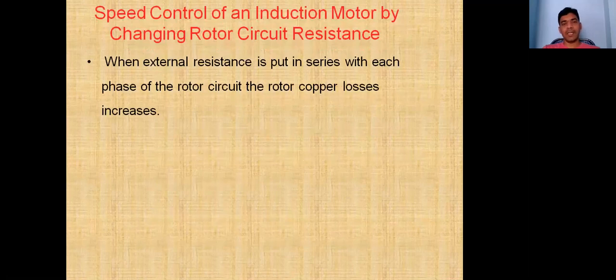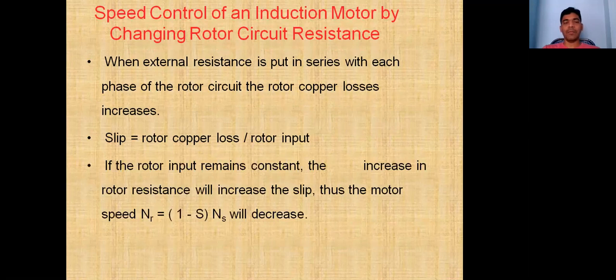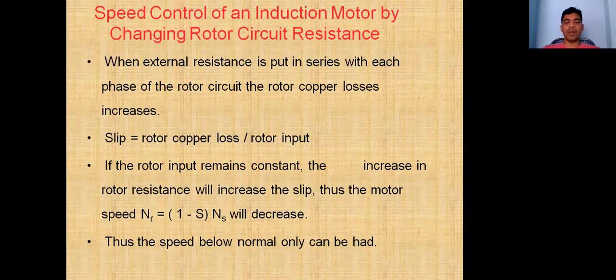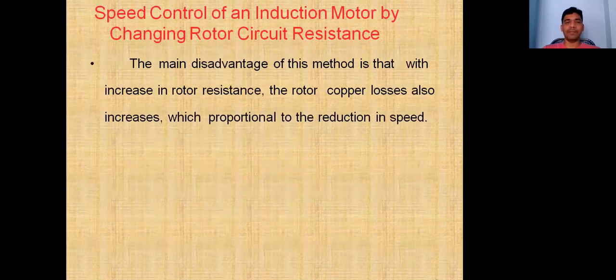When external resistance is put in series with each phase of the rotor circuit, the rotor copper losses increase. Slip is equal to rotor copper losses by rotor input. If the rotor input remains constant, the increase in rotor resistance will increase the slip. Thus, the motor speed Nr is equal to (1 minus s) into Ns will decrease. Thus, only speed below normal can be had.